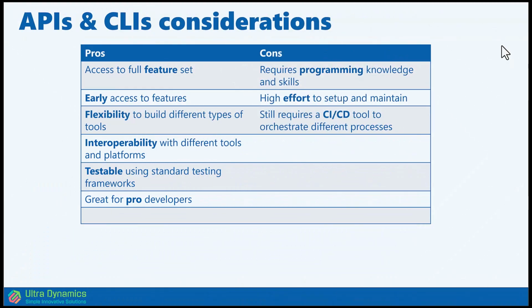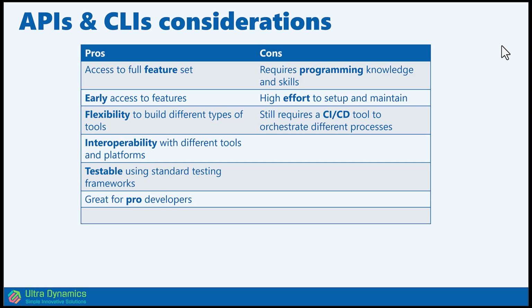Now let's take a look at some of the pros and cons of using APIs and CLIs for implementing your ALM and DevOps. Let's start with the pros. 1, because you are working with raw APIs and CLIs, you will have access to all the headless capabilities of the platform. 2, because you are working at the low level, you are likely to have access to new APIs before other layers on top of the stack have time to catch up.